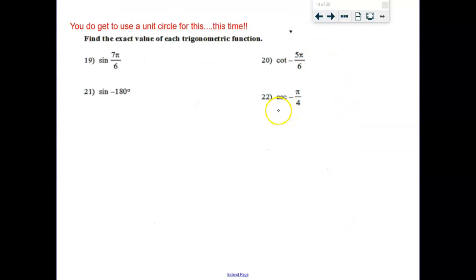Well, the cosecant is the reciprocal of the sine. And the sine at negative pi over 4 is negative square root of 2 over 2. So for most kids, what they do is they just flip this one around, which totally is going to work, but we're going to have a little bit of work associated with this. I'm going to show you a shortcut in a minute, okay?